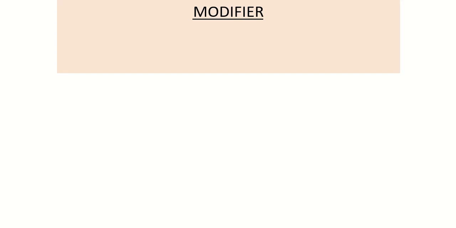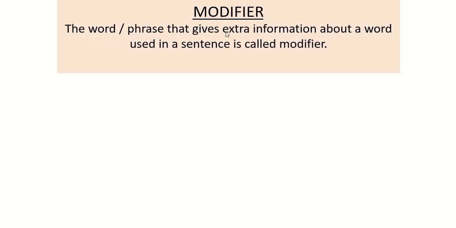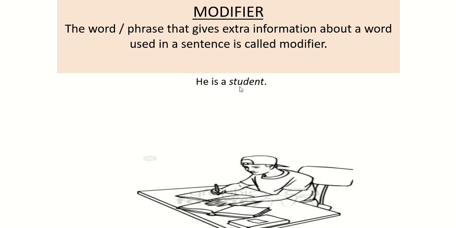So modifier, this word comes from the verb modify, that means to give extra information. So modifier is a word that gives extra information. We can see the definition. The word or phrase that gives extra information about a word used in a sentence is called modifier. If I show an example, it will be clear to you. So I'll write a sentence first. He is a student. Here it's a simple assertive sentence, and student is a noun.